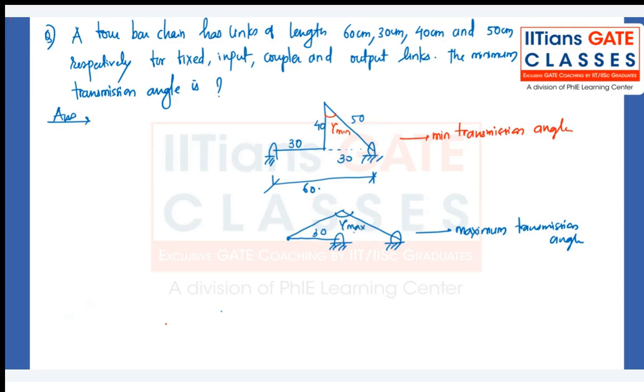Gamma max. Okay, just for your information. But in this case, the question is about the minimum transmission angle. We already studied this. Very easy question.